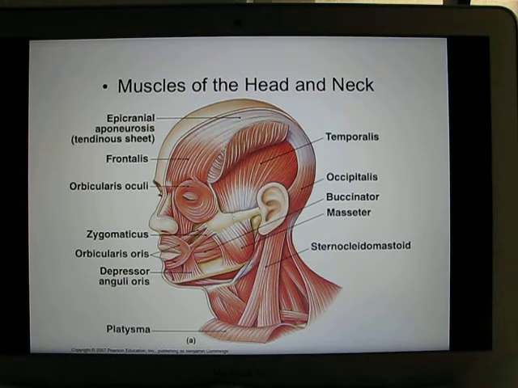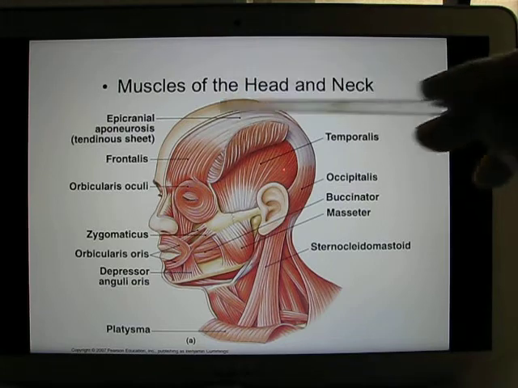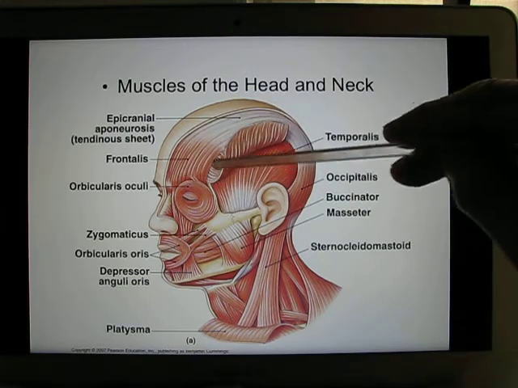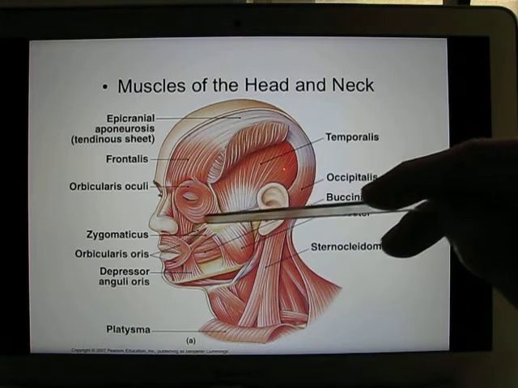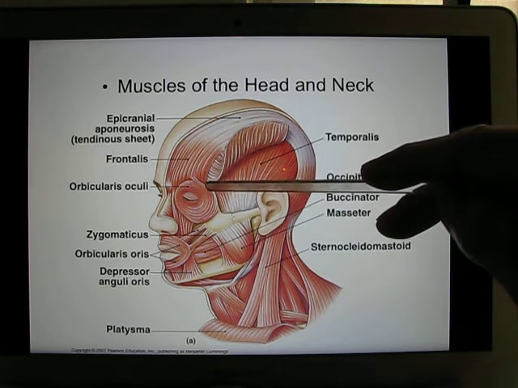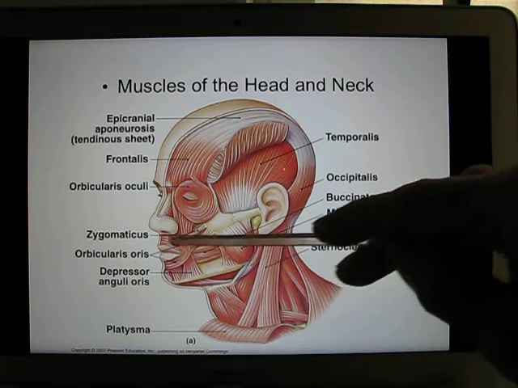Okay, let's keep going. So the rest of the lecture, we're going to look at some big muscles in the body. In the head part, let's look at some muscles. Frontalis, that's the muscle in your forehead. Orbicularis oculi, that's the muscle surrounding your eye. And you have another orbicularis called orbicularis oris, that's the muscle surrounding your mouth.